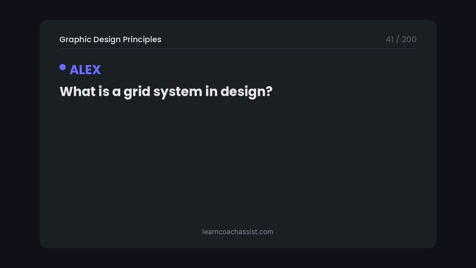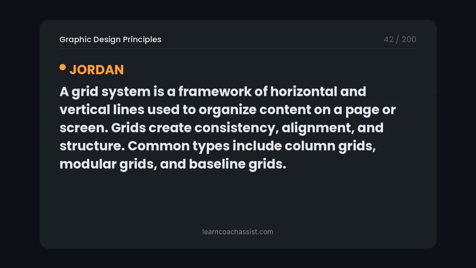What is a grid system in design? A grid system is a framework of horizontal and vertical lines used to organize content on a page or screen. Grids create consistency, alignment, and structure. Common types include column grids, modular grids, and baseline grids.